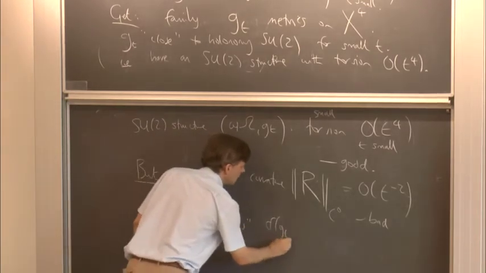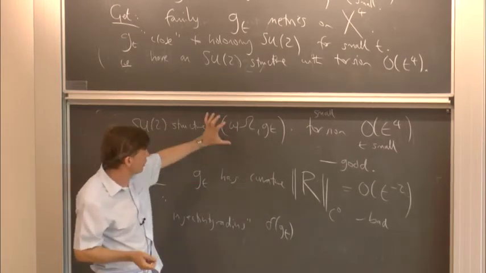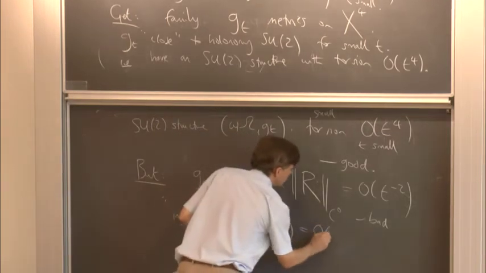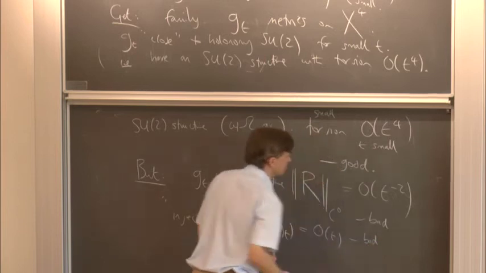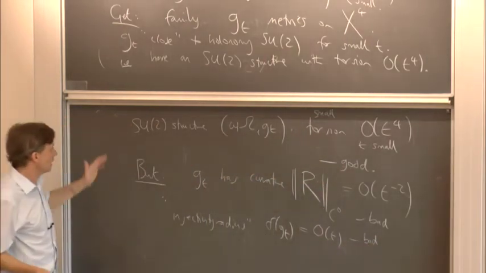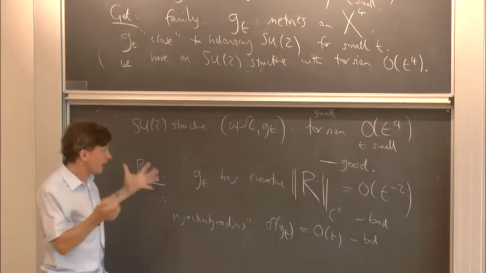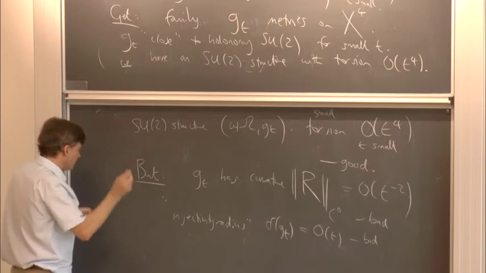Delta of GT, this is a measure of the radius at which balls in your manifold look like balls in Euclidean space. This is order of t, which is small. That's again bad. Okay, so you've got some good things, some bad things, and like in any superhero movie, the good wins.